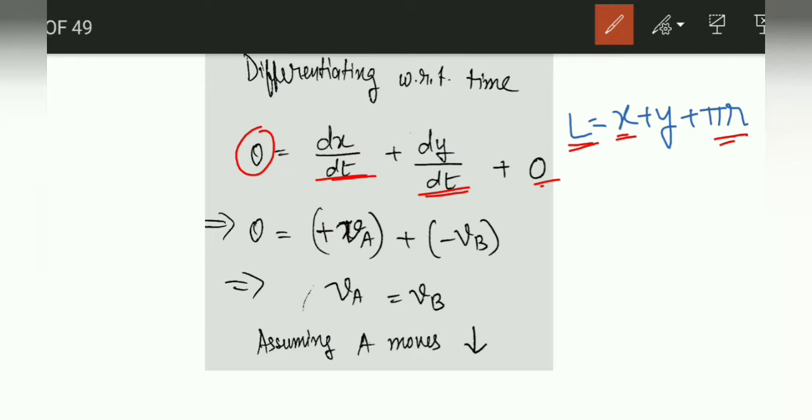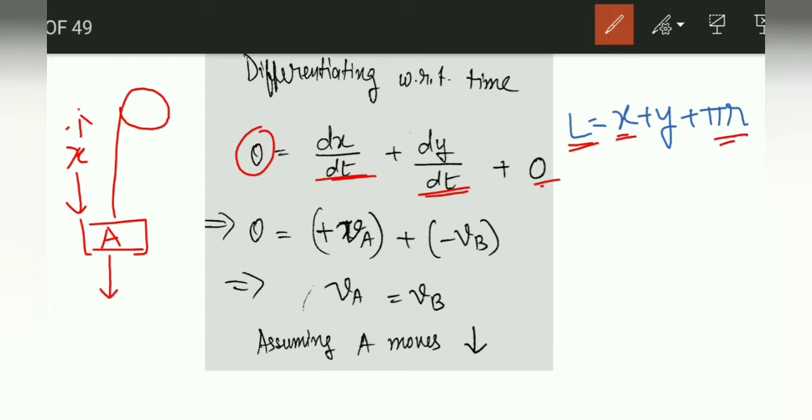Now let's say this is x, and let's say this is A. This is moving down with a velocity vA. We can see this x is increasing because this is moving down, so I can say that is plus vA. If x is increasing, I put plus vA here, because dx by dt is positive as x is increasing, and we are already considering the direction, so vA will be positive.